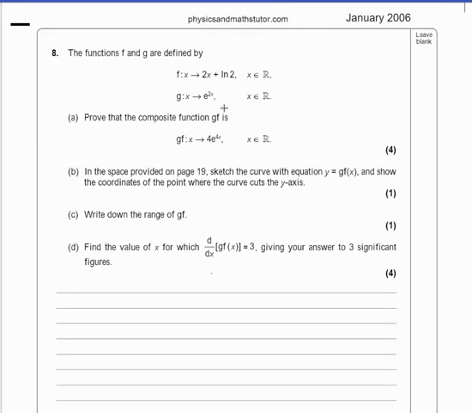Okay, let's see if we'll have space to do it here. Right, I'm going to try and squeeze in this little space here. We'll see. Will I be successful? We have g of f of x, so we're putting f into g. So that's going to be e to the power of, so g of x is e to the power of 2x, but instead of putting x, I'm going to put f of x. Okay, that's what g of f of x is.